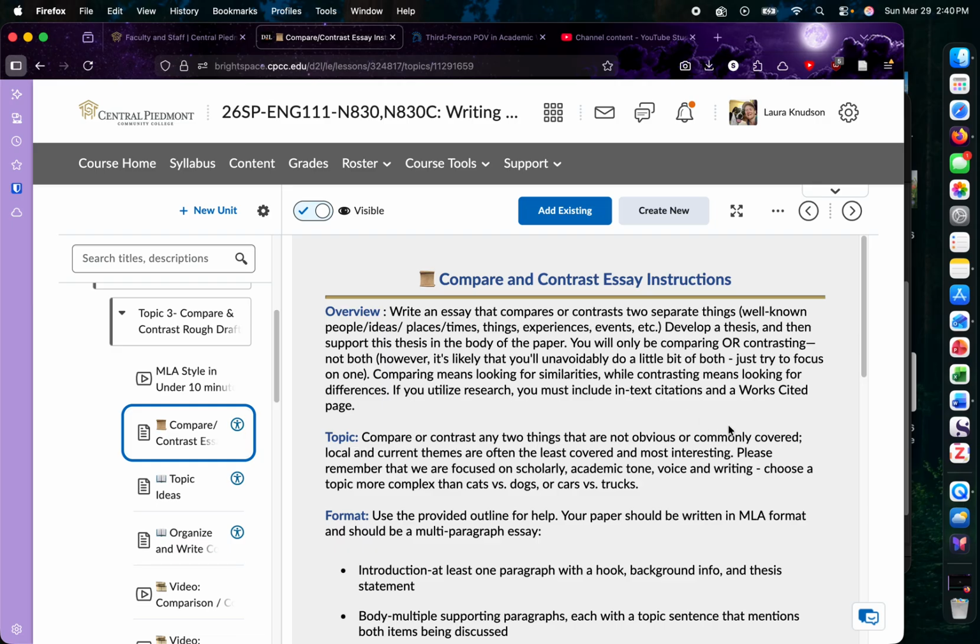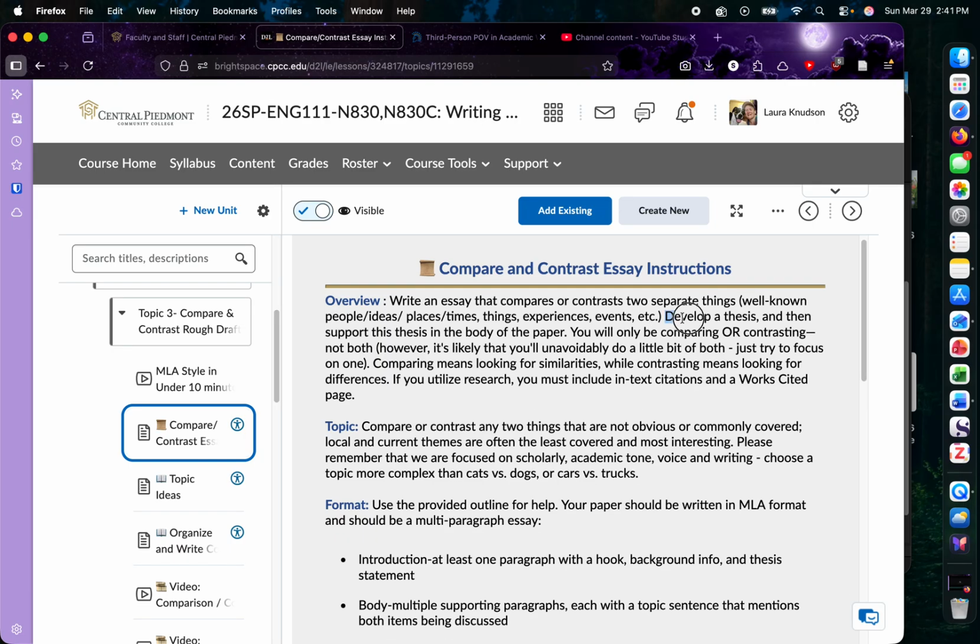Now, it's unavoidable when you're doing a compare or a contrast. At some point, if you've chosen two things to talk about that are even remotely similar, there's going to be some overlap where you're going to have to talk about comparison. You're going to do some comparing, even if your focus is contrasting, and vice versa. Don't sweat that. When this says only compare or contrast, that means just focus on that thing, okay?